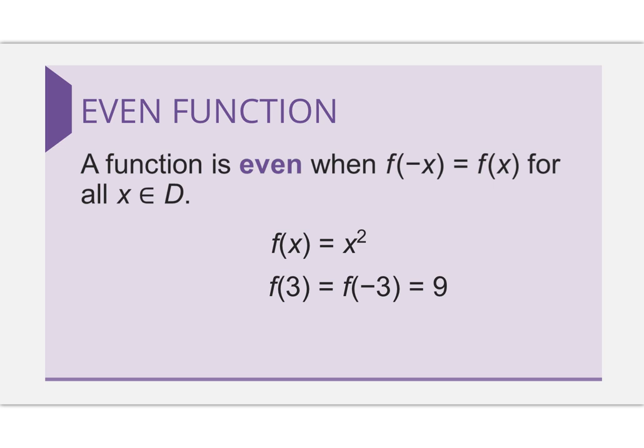So then let's talk about an even function. Now this is a little bit different. Yes, you're going to look at your degree, but at the same time, other things have to be in place. In an even function, you should be able to plug in a positive and a negative of the same number and get the same number. So if I plug in a 3 to x squared, I get 9. If I plug in a negative 3 to x squared, I get 9. This is considered an even function.